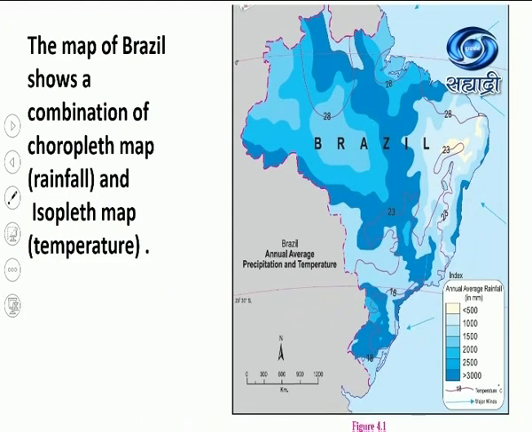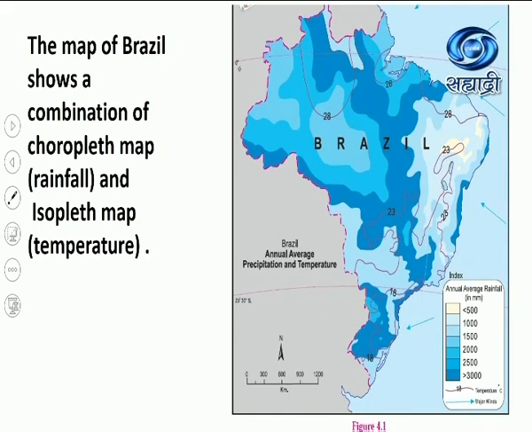Well, students, to understand the climate of Brazil, we will observe the map of Brazil showing the combination of a choropleth map and an isopleth map. The choropleth map is a color combination of blue, from light blue to darker blue, whereas the lines joining places having equal temperatures, called isotherms, make up the isopleth map. Now let's observe the map of Brazil.